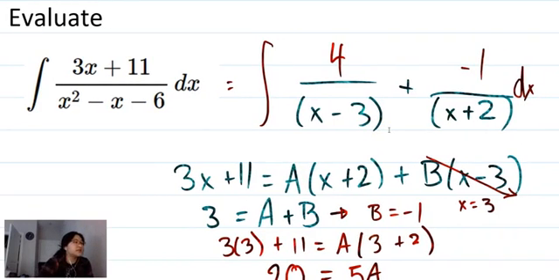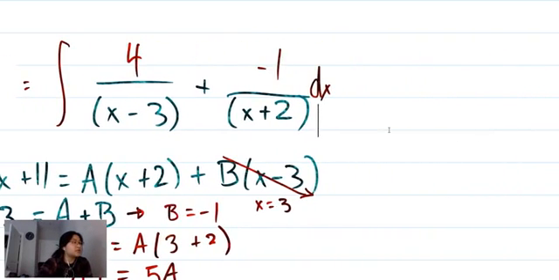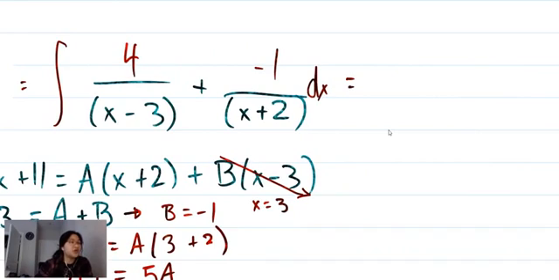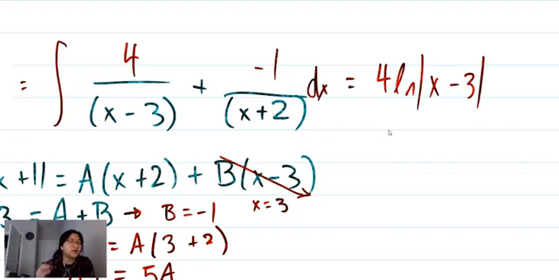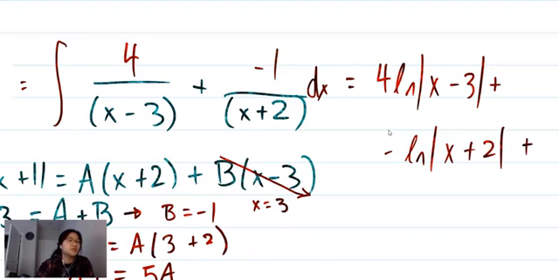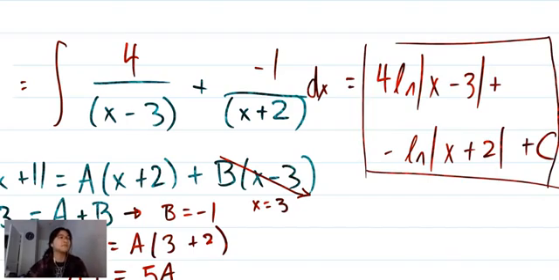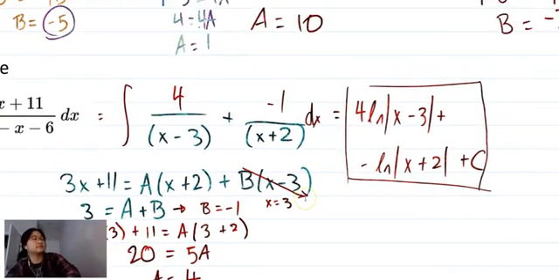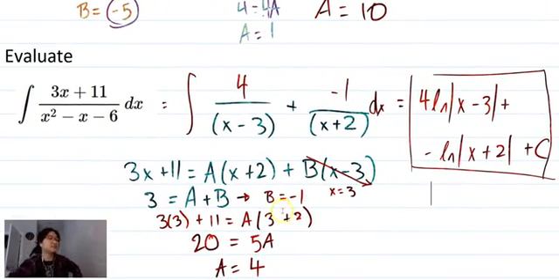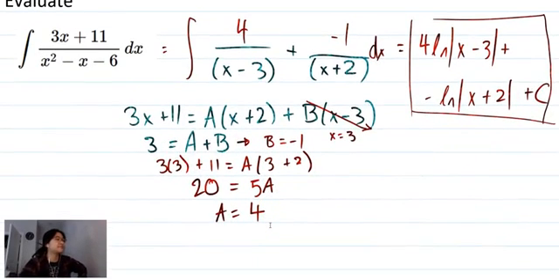And that is not terrible. We have 4 times the natural log absolute value x minus 3, and then when you chain rule on that, there's nothing left, and then plus negative natural log absolute value x plus 2 plus C. Boom. Cool. It's not so bad.